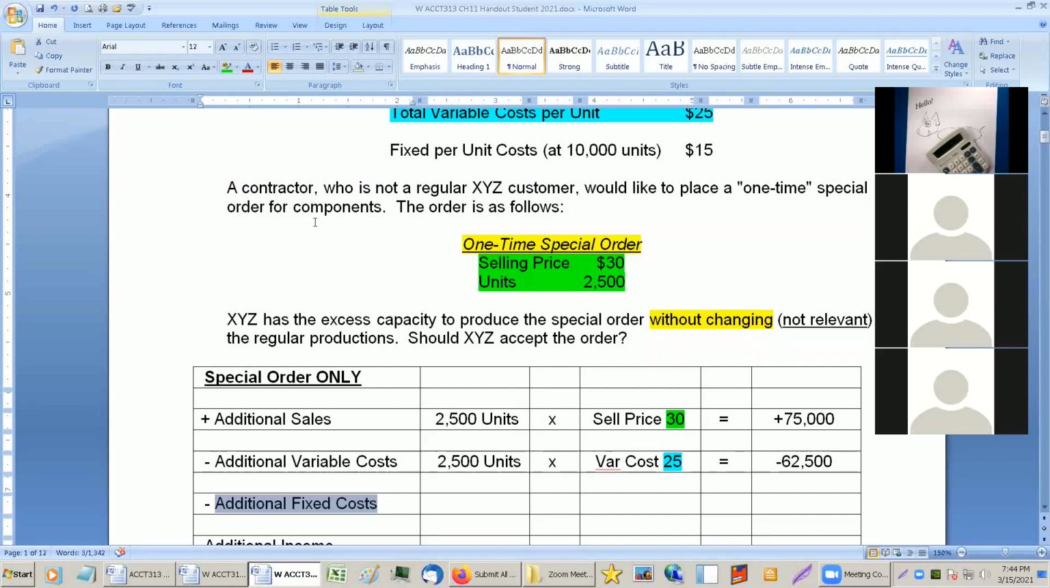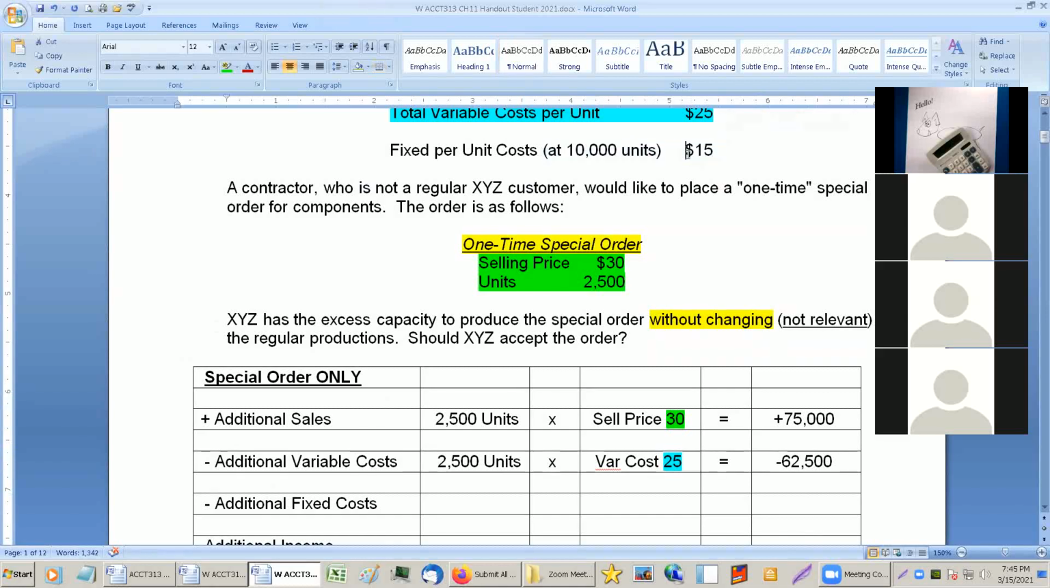Think about fixed costs. What happens to the fixed costs? Or what doesn't happen to fixed costs? They don't change. So the additional fixed cost will be, if it doesn't change... Let me see. I thought it would be the 20. I thought it would be the 10,000 units at 15. It actually is, but it's not going to change from that.